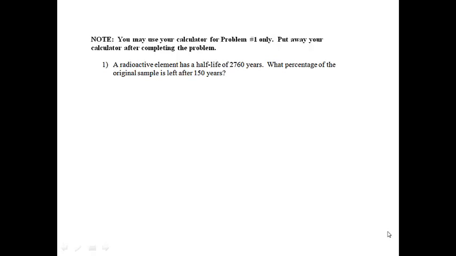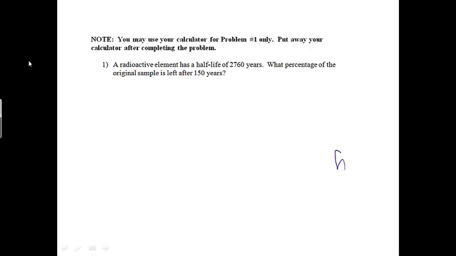Alrighty, you may use a calculator for problem number 1 only. Number 1, a radioactive element has a half-life of 2,760 years. What percentage of the original sample is left after 150 years? I know that this is an exponential decay problem, so I am going to use, got it upside down, sorry about that guys.